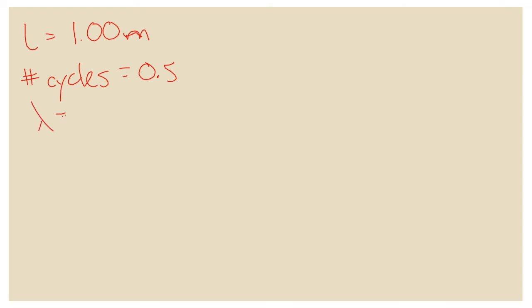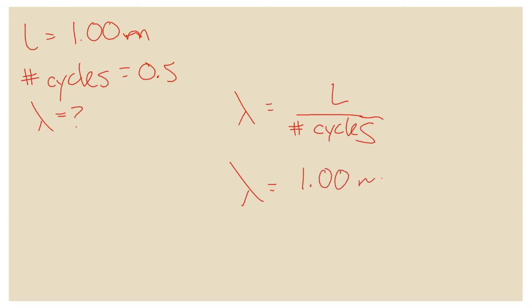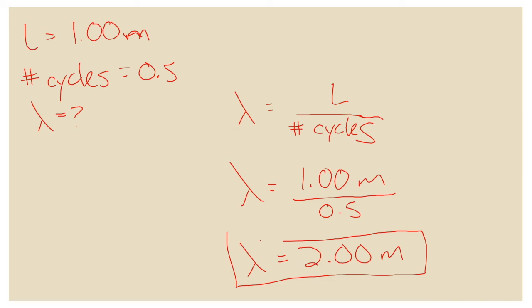And we're looking for the wavelength, lambda. So, as we said, lambda is the length over the number of cycles. And so all we have to do is divide those two numbers. Our wavelength here is the length, 1 meter, divided by the number of cycles, 0.5. And remember, when you're dividing by a half, that's really the same thing as multiplying by 2. So our wavelength here is an even 2 meters. Take a second to pause this video here and write that down. When you hit play, we'll move on.